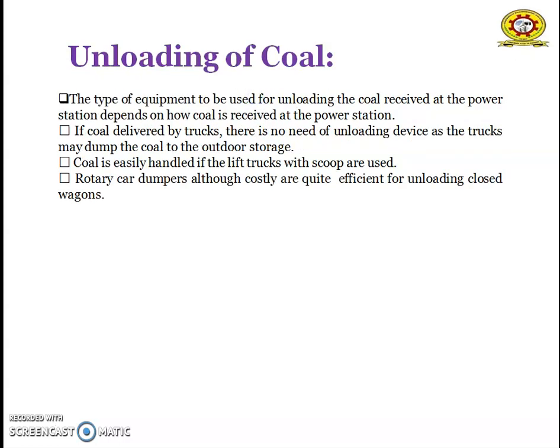And next one is unloading of the coal. In case the coal is brought by railway wagons, ships or boats, the unloading may be done by car shakers, rotary car dumpers, cranes, grab buckets and coal accelerators. Rotary car dumpers, though costly, are efficiently used for unloading wagons.